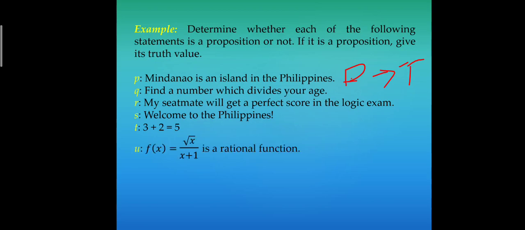So next example. F of x equals the square root of x over x plus 1 is a rational function. Is this statement a declarative statement? Yes, it is a declarative statement. It says that f of x equals square root of x over x plus 1 is a rational function. It is stating a fact that the given function is a rational function.